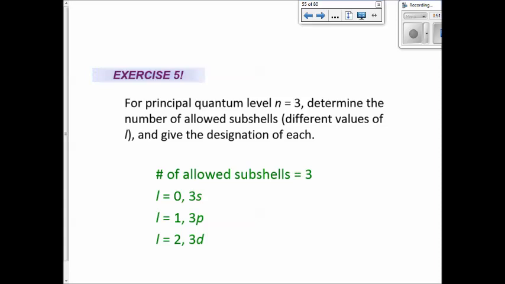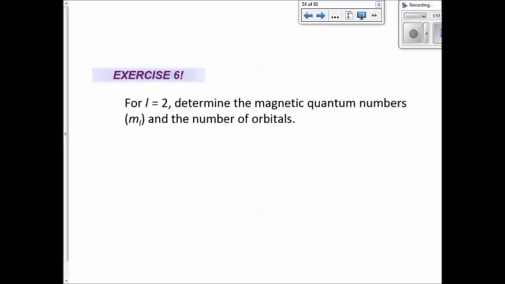Let's look at the next one. Exercise 6. Is it exercise 6? For L equals 2, determine the magnetic quantum numbers, M sub L, and the number of orbitals. What would that be? First of all, if L equals 2, what kind of level are we in? We're in a D. Good. So if L equals 2, we're in a D.